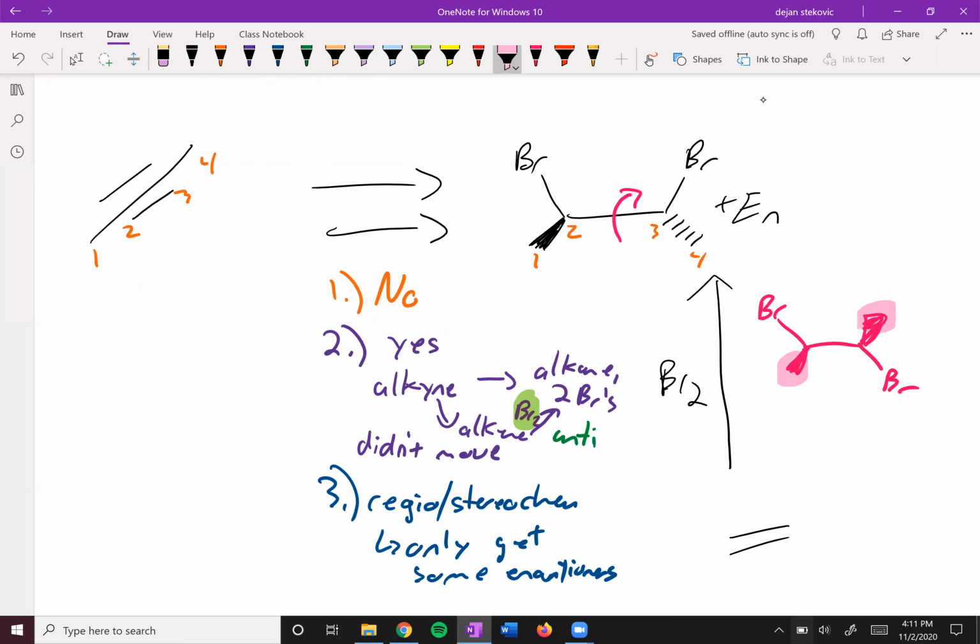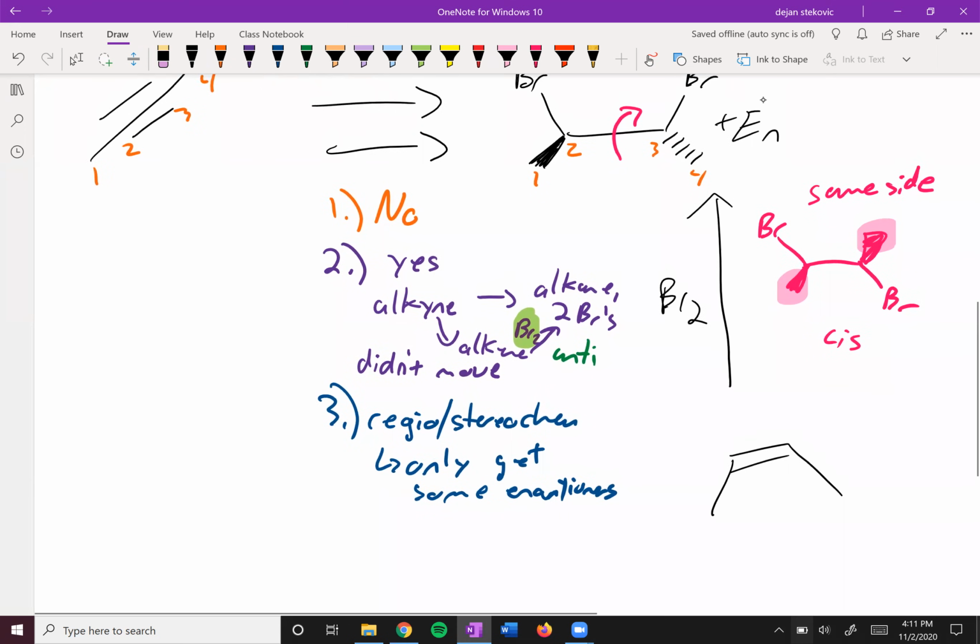And so we can see here our 2 methyls are on the same side. And so that means that they are cis with one another in the alkene. So we know that this alkene, if we add Br2 to it, we'll get the anti-addition of Br2, and we'll get the product that we want.